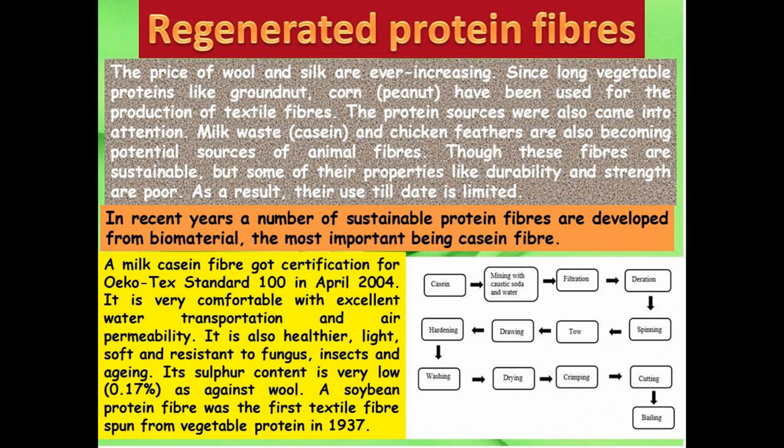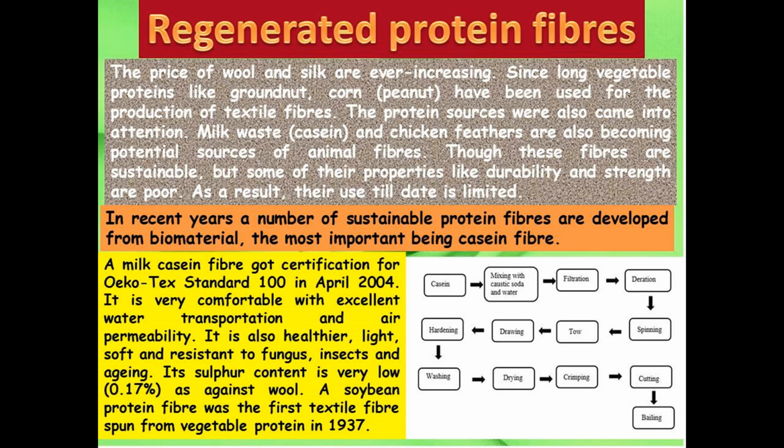Regenerated protein fiber. Prices of wool and silk are ever increasing, so for a long time vegetable fibers like groundnut, corn or peanut have been used for the production of textile fiber. Other protein fiber sources have also come into attention, like milk waste, casein and chicken feathers, which are becoming potential sources of animal fibers. Though these fibers are sustainable, some of their properties like durability and strength are poor. As a result, their use to date is limited.